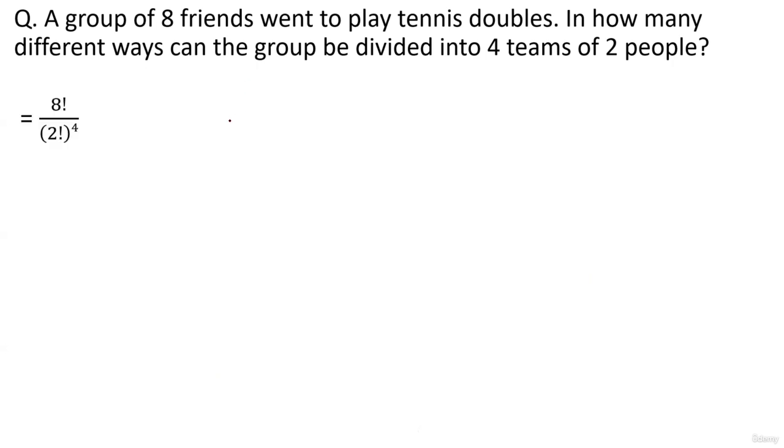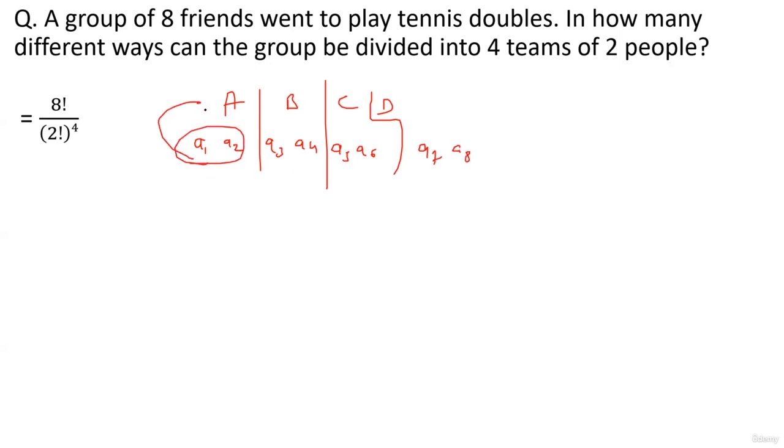Understand, guys, the 4 groups, let's call them A, B, C, D. The first group will contain, let's say, people A1 and A2. The second group contains A3 and A4. The next group contains A5 and A6. And let's say the last group contains A7 and A8, right? So these two are alike and of one type, they belong to one group. These two are also alike and of the second type. These two are also alike and of the third type. These two are also alike and of the fourth type, right?